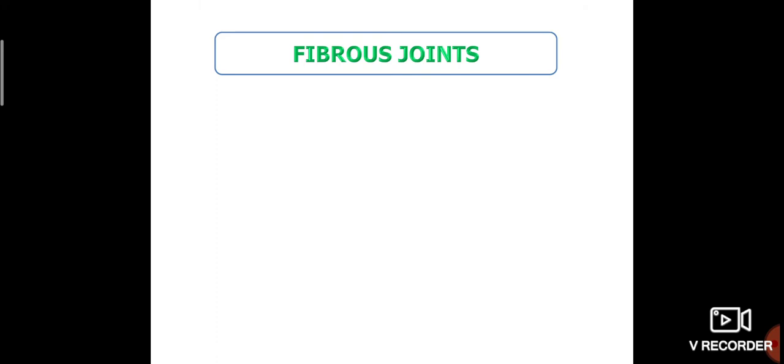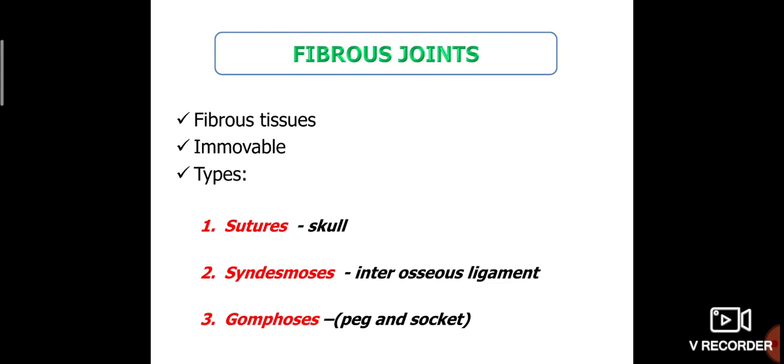Then we can see the fibrous joints. In fibrous joints, a fibrous tissue is present between the bones. Because of the fibrous tissue, it is immovable. The different types of fibrous joints are sutural, syndesmosis and gomphosis. Sutures, example: skull joints.